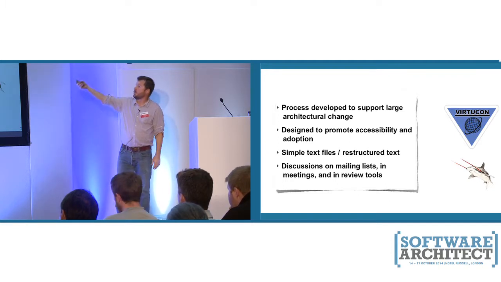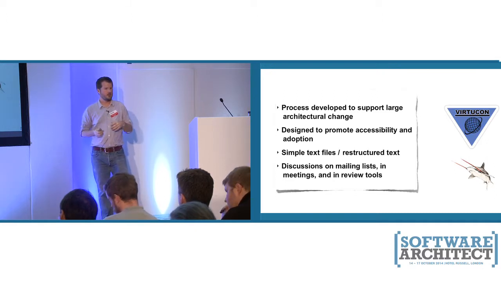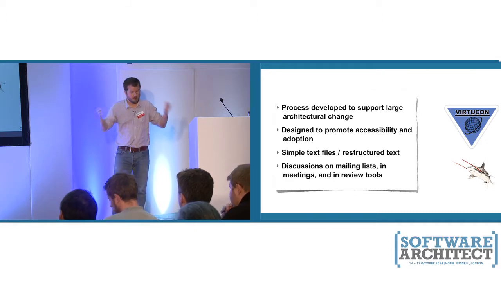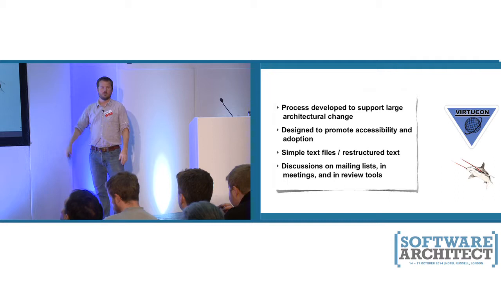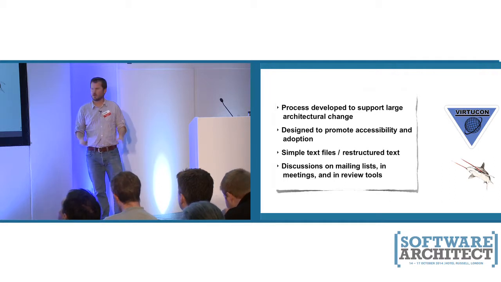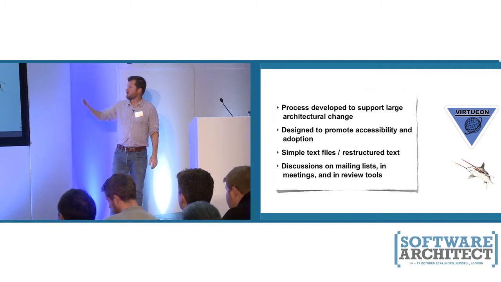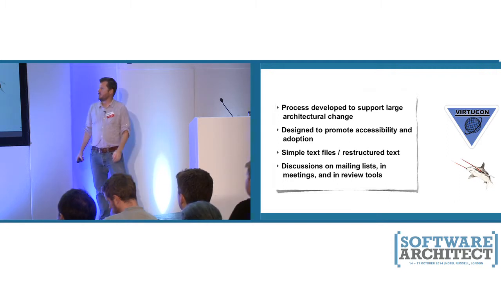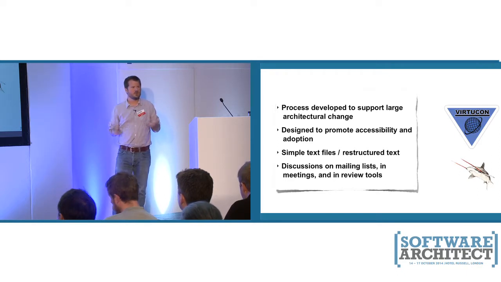It was designed to promote accessibility and adoption. That is, we wanted it to spread as much as possible in the company because we wanted everybody to be submitting design proposals into the same place so that we could have a master repository, so to speak. We use simple text files, just reStructuredText, which is a markup language similar to Markdown. And all the discussion took place on mailing lists, in meetings, and in review tools. We actually used some software to help us do actual reviews of the documents and get, you know, recorded feedback.